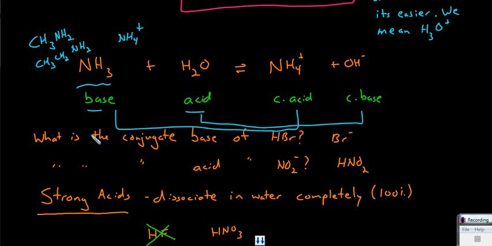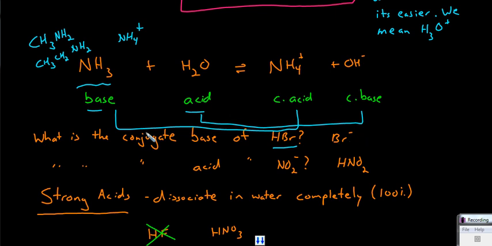So, you might be asked, what is the conjugate base of HBr? You can see that conjugate bases are whatever is left over after a compound has acted as an acid. So if HBr has acted as an acid, it's released an H plus. And so it loses not only that hydrogen, but the positive charge as well. You're left with Br minus.